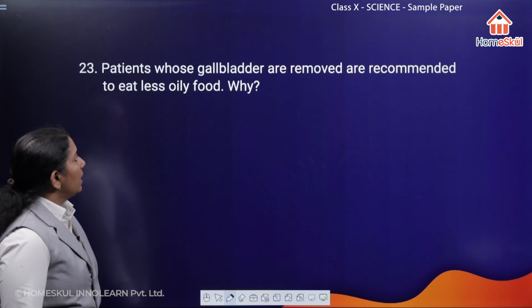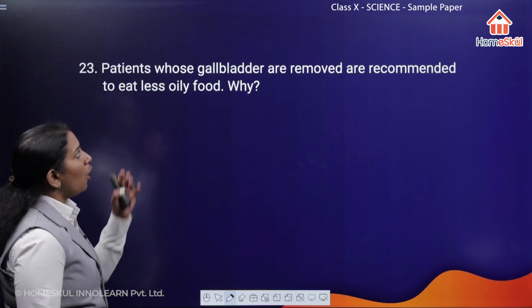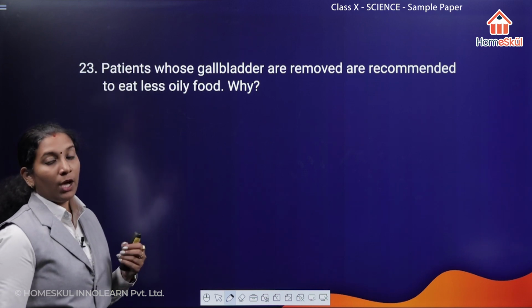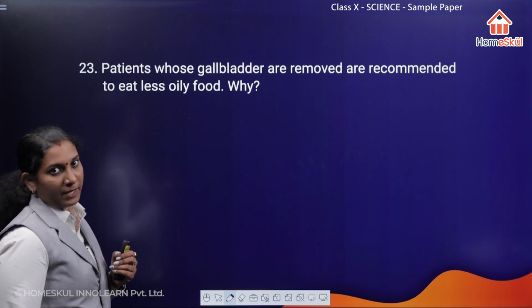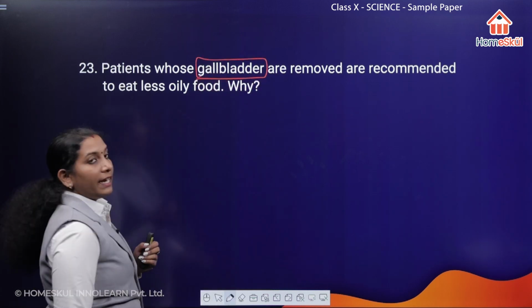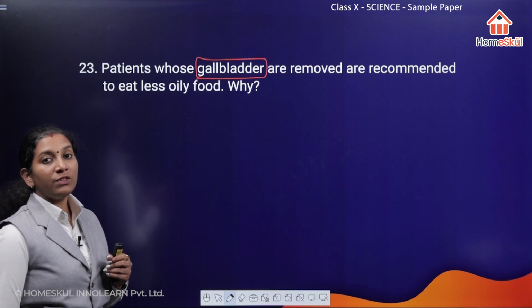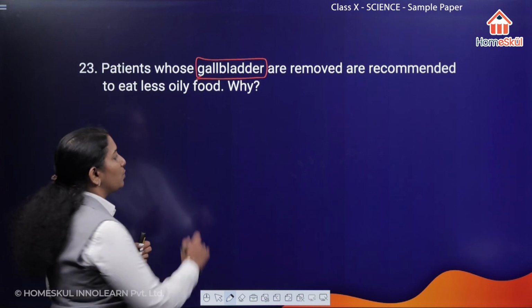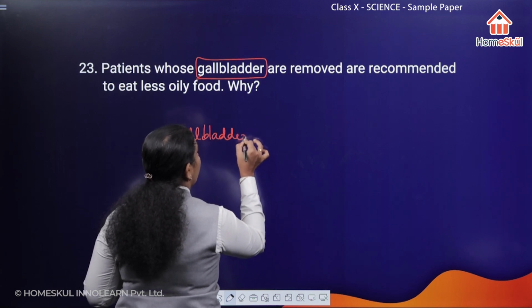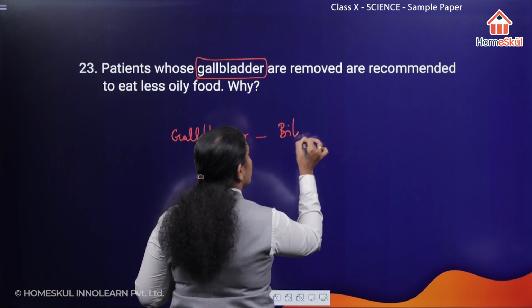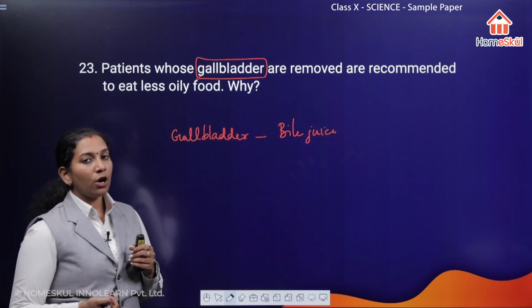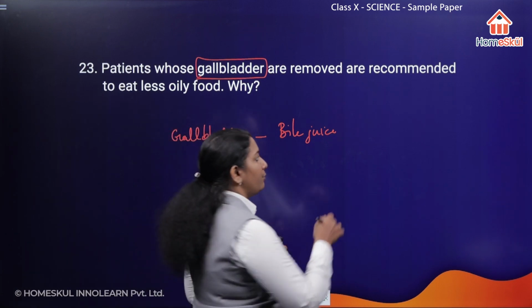Okay, then: patients whose gallbladder is removed are recommended to eat less oily food. What is the reason for this recommendation? You know what the gallbladder is. The gallbladder is actually storing what? A kind of juice, that is bile juice. Very good. So the gallbladder will store bile juice. And what is the role of this bile juice? It will emulsify the fat content.